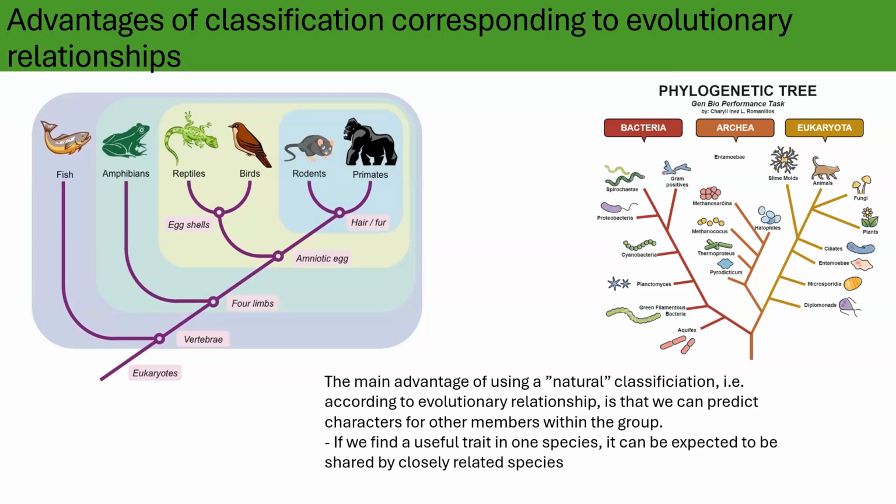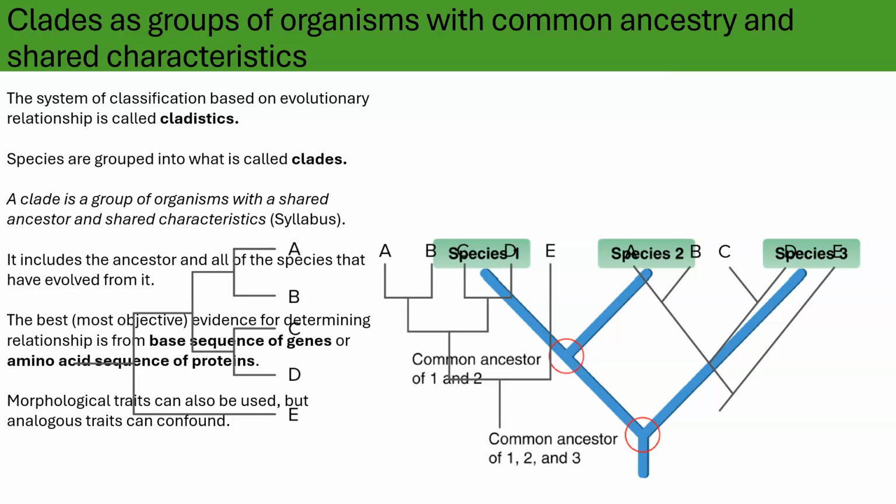So it's more likely that organisms that share an evolutionary history will have the same traits. And that's the advantage of this. Plus, it makes more sense as well, which I'm not sure if it's an advantage, but it's basically a better idea for how to classify organisms, which also has led to some new ways of classifying organisms. But that's what you should know from this, that the main advantage is that we can predict characters for other members or new members within the group.